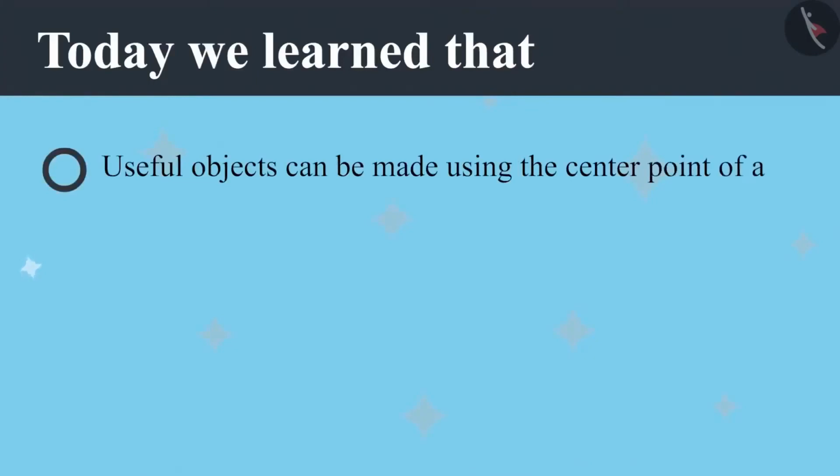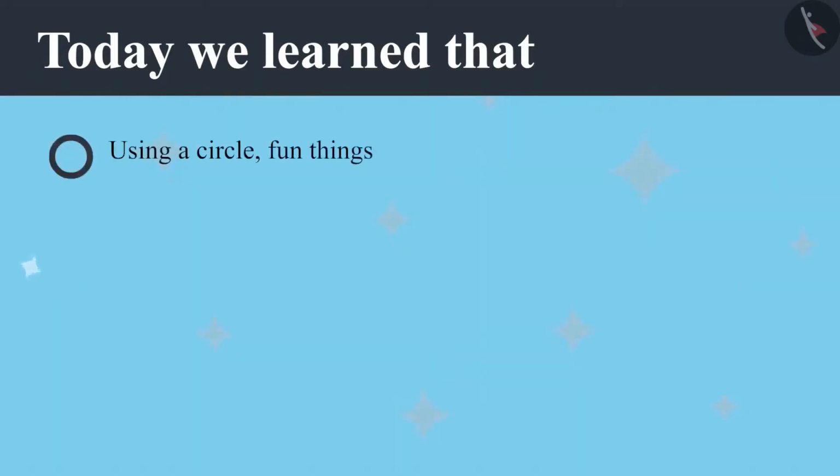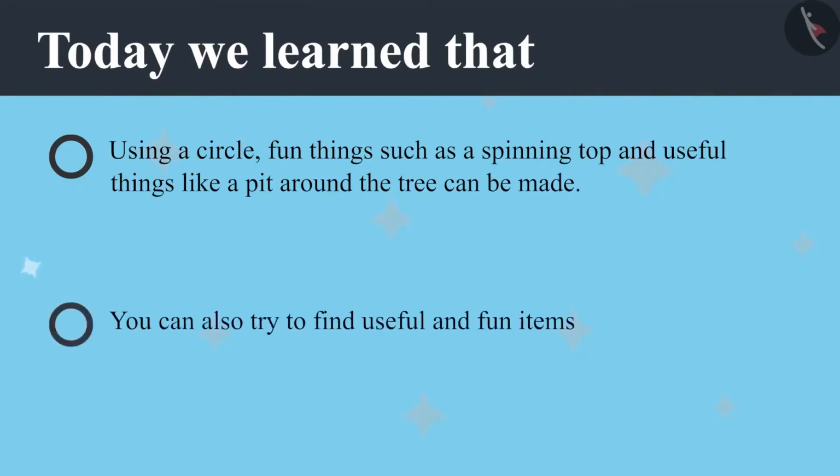Today we learned that useful objects can be made using the center point of a circle. To find the center of a circle-shaped paper, it has to be folded in half and then half again. A circle can be used to make fun things such as a spinning top and useful things like a pit around a tree. You can also try and find useful and fun items around you where a circle has been used.